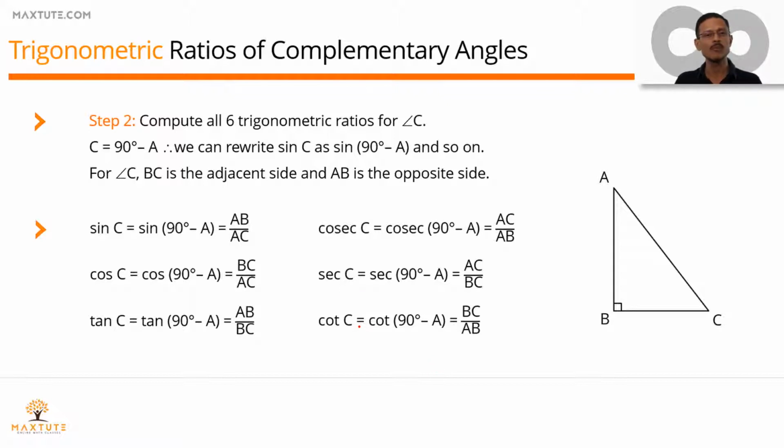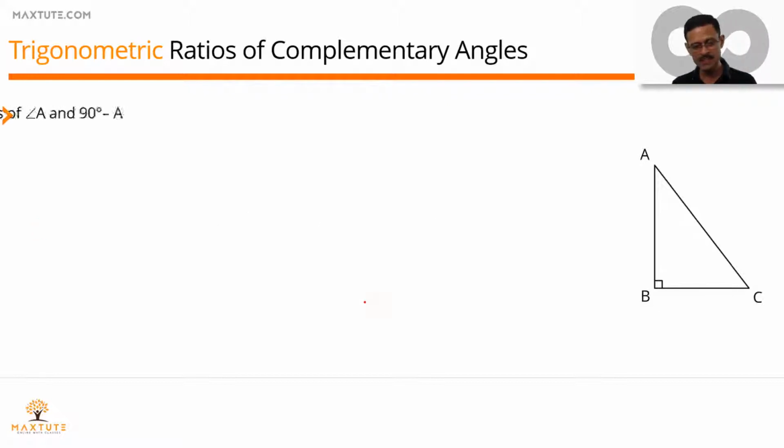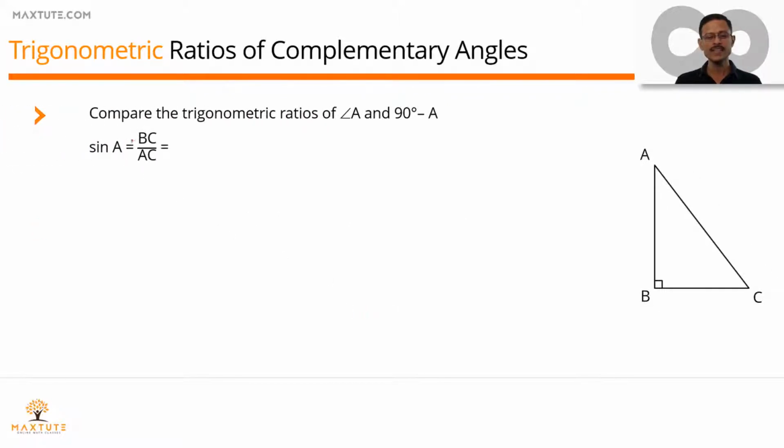The third slide, I'm going to write both these things, sin of A and what it would be when it comes to angle C. Let's look at what ratio of angle C will be the same as sin A. Start with sin A. We'll mark these angles for a moment. Angle A, and this is angle 90 minus A. For angle A, BC is the opposite side. For angle 90 minus A, BC is the adjacent side.